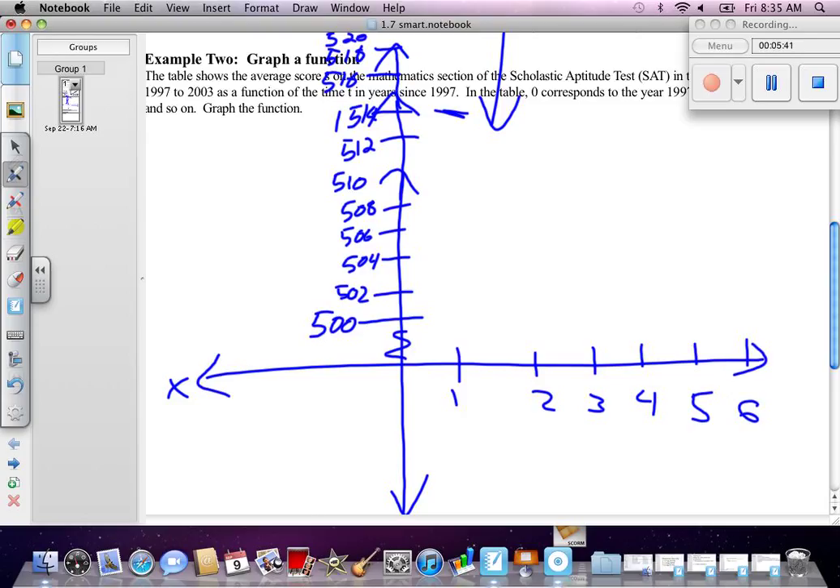Okay. You noticed, right, that we did not go by ones. We started at 500 and then went up by twos. So at 0, I'm at 511. At 1, I'm at 512. At 2, I'm back down at 511. At 3, I'm at 514. At 4, I'm at 514. At 5, I'm at 516. And at 6, I'm at 519.